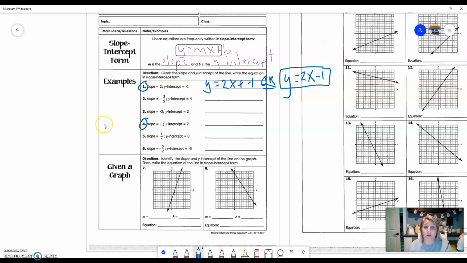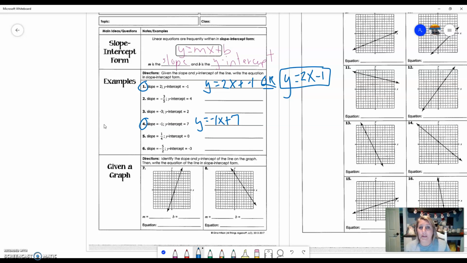I do want to walk through number 4 with you. You'll see why here in a second. For number 4, we're going to again write the equation in slope-intercept form. The slope is -1, so we have y equals -1x, and then the y-intercept is 7, so plus 7. And we can leave it as plus 7 because it's not a negative.